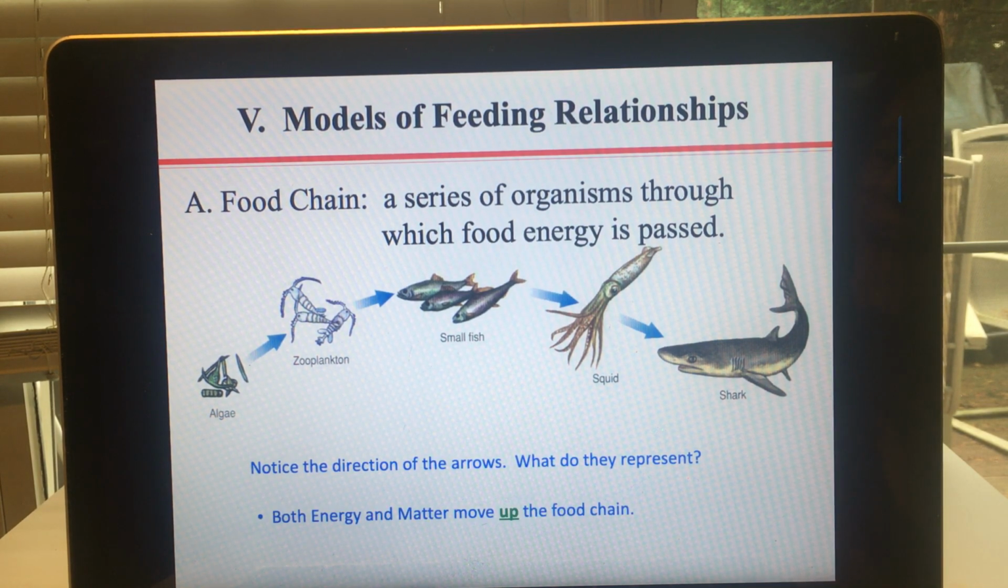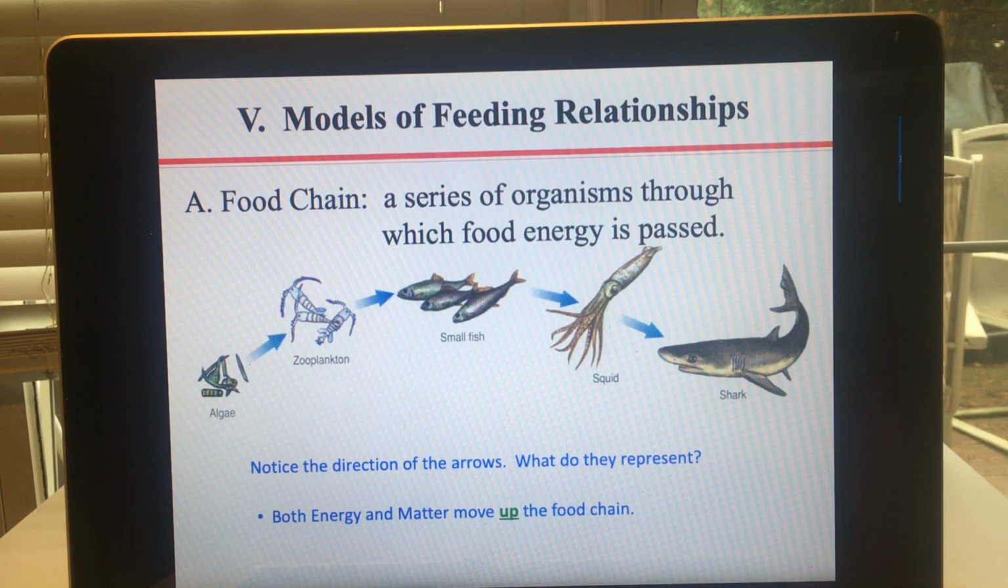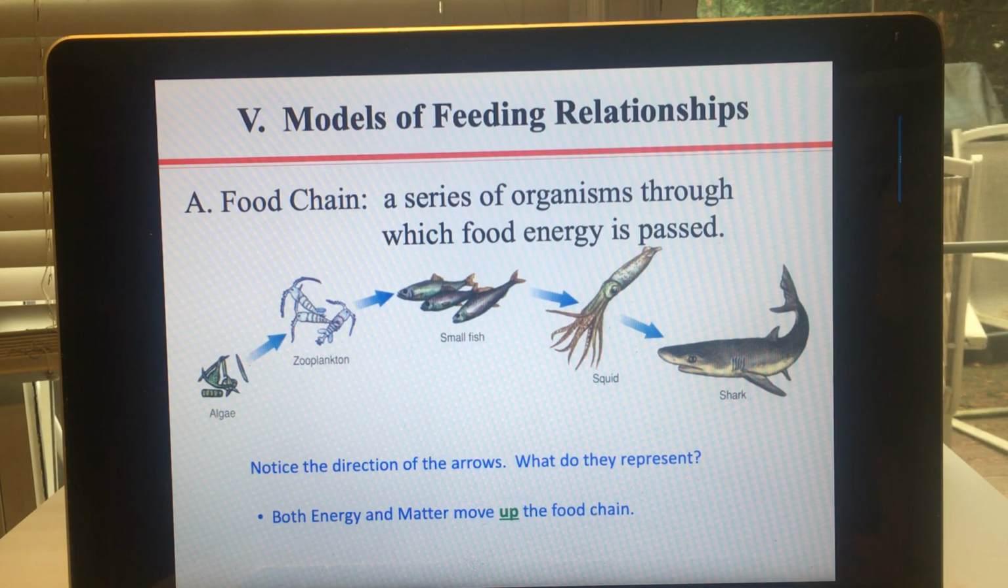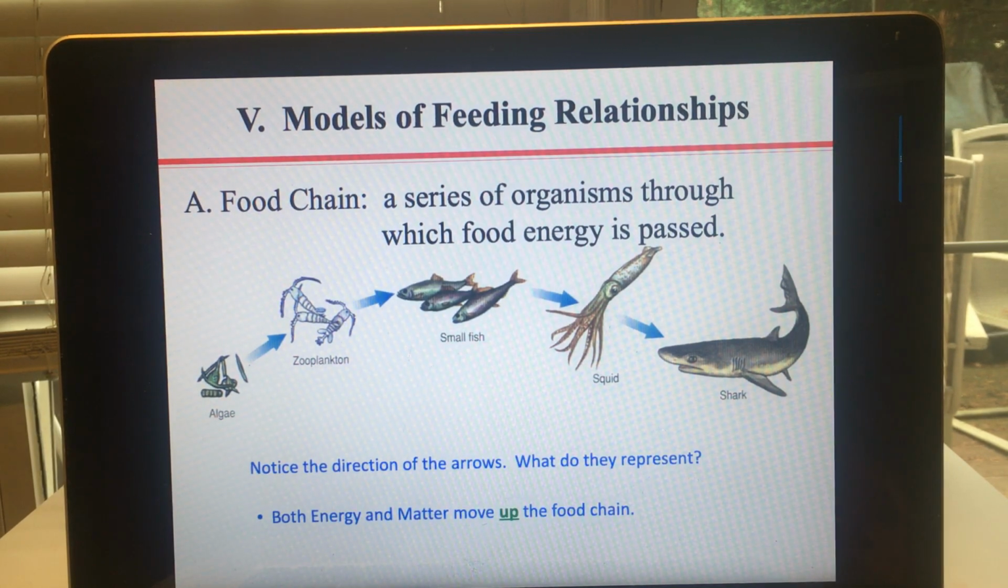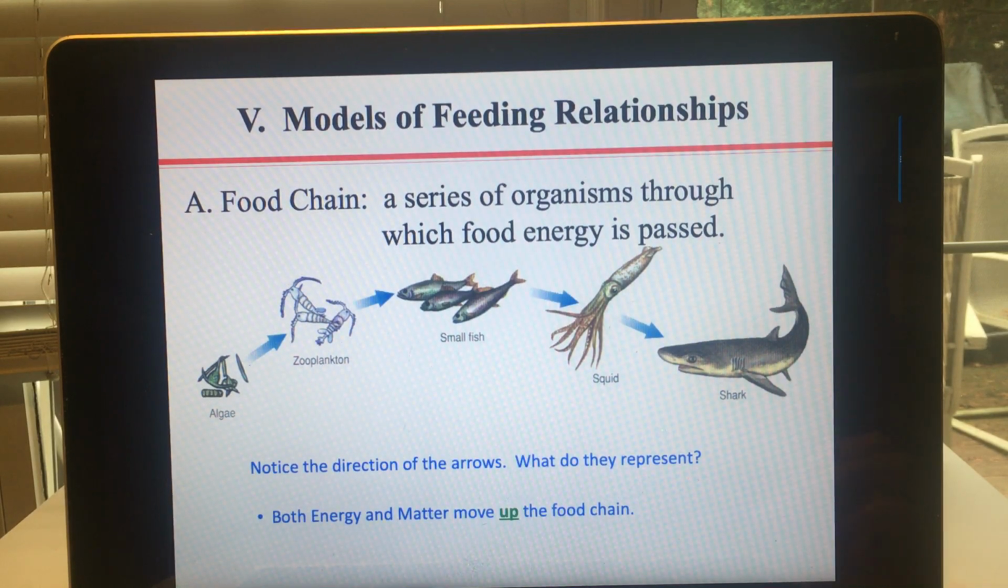So both energy and matter move up the food chain, but it's important to distinguish the two. Matter and energy are not the same thing. Matter is anything that has atoms and takes up space, and of course all matter has energy in it, but not all energy has matter in it. And we'll get back a little bit to the differences between matter and energy in an ecosystem in a minute or two.